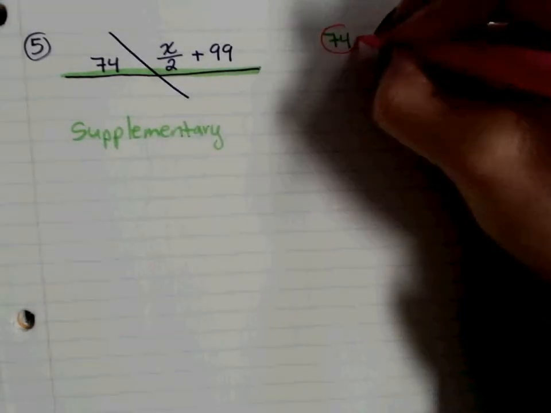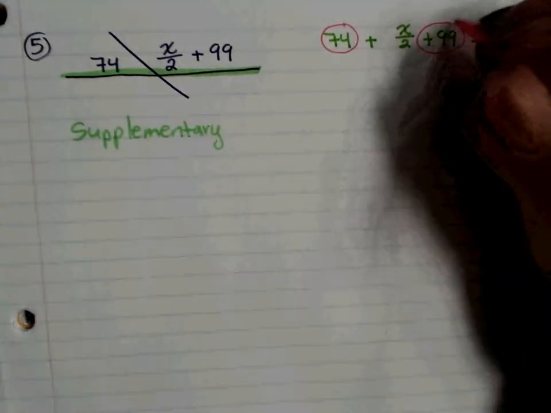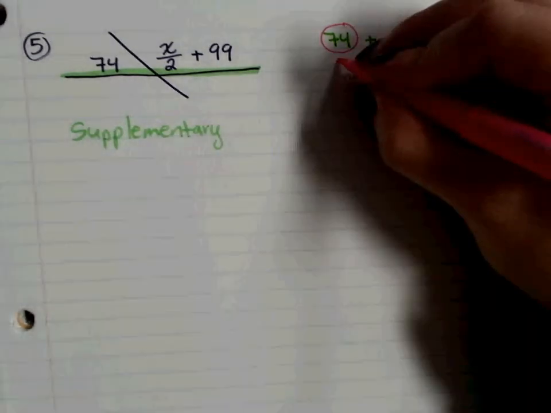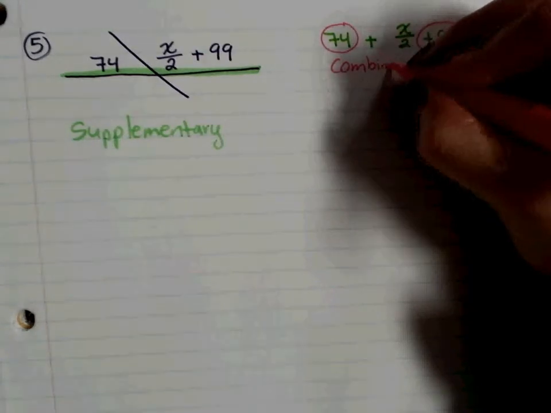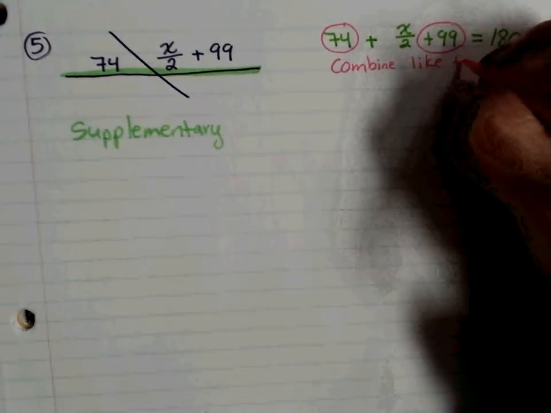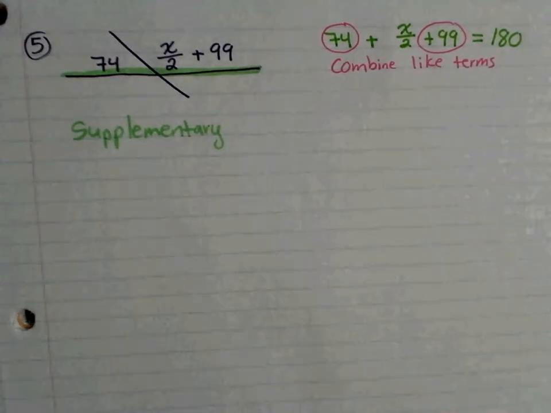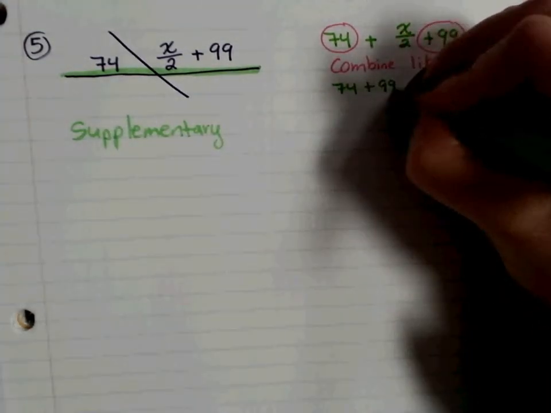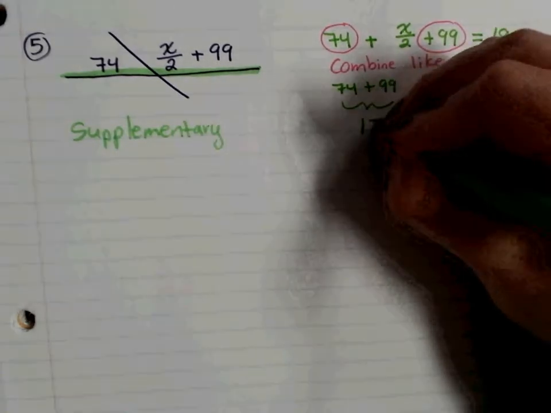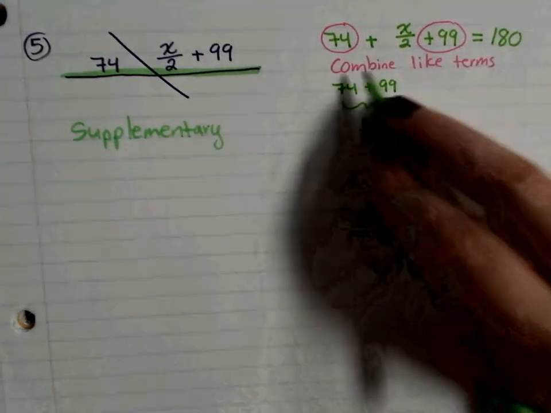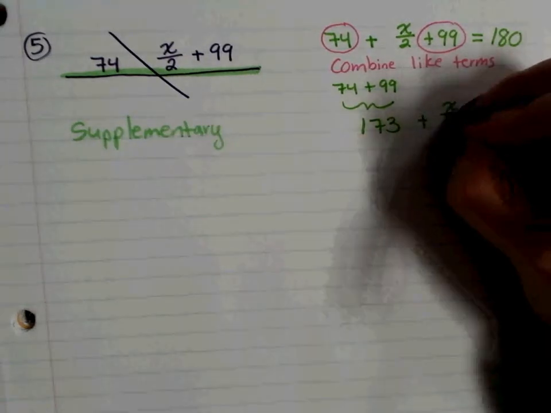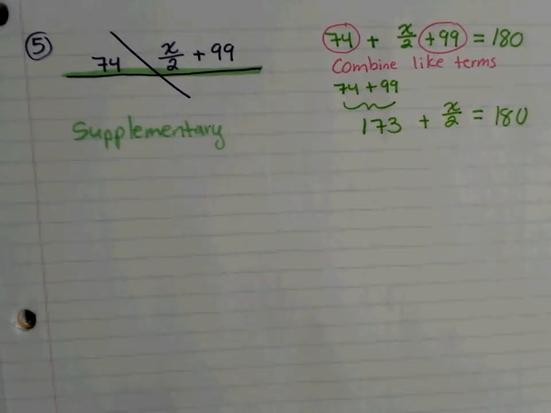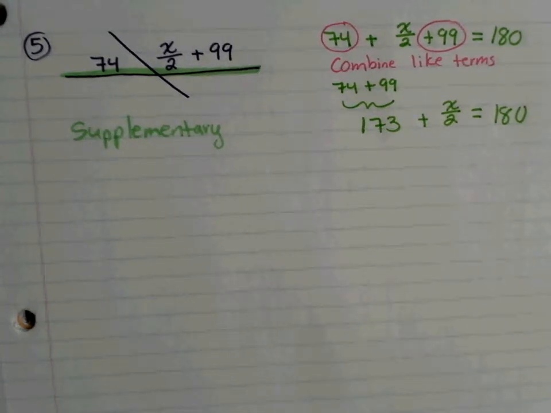So I can focus on combining 74 plus the 99 to simplify that expression. I'm going to combine those like terms. So what is 74 plus 99 going to give me? Very good. So we get 173, and we still have that plus x over 2, and it's equal to 180. Now we've got it simplified down. Good job.